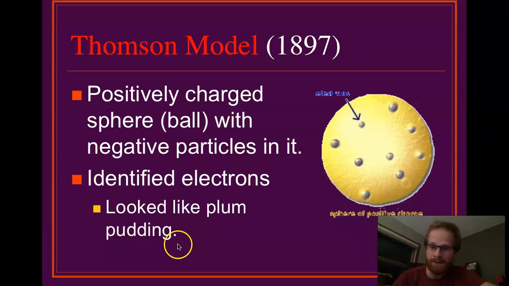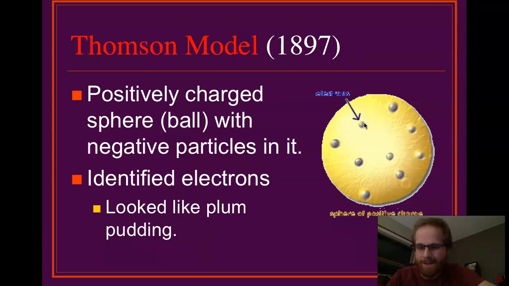And these electrons, he called it the plum pudding model or the blueberry muffin model. These electrons are like little tiny blueberries in a blueberry muffin, if you will. The muffin itself is positive, but those blueberries are negative. That's kind of how Thomson envisioned his model.